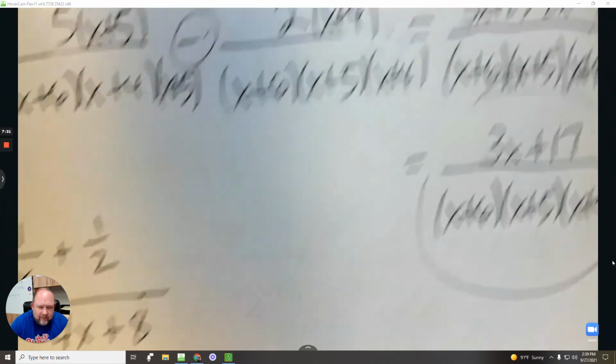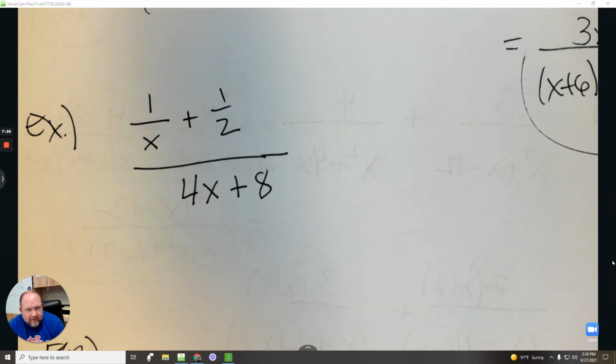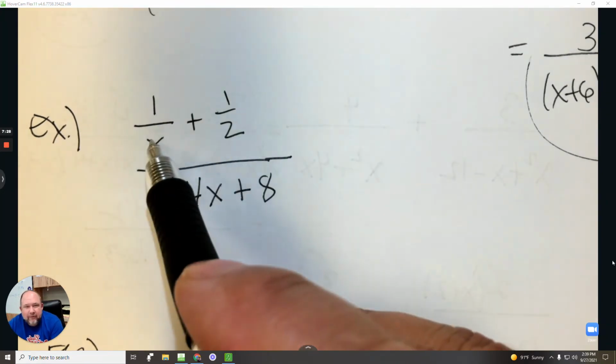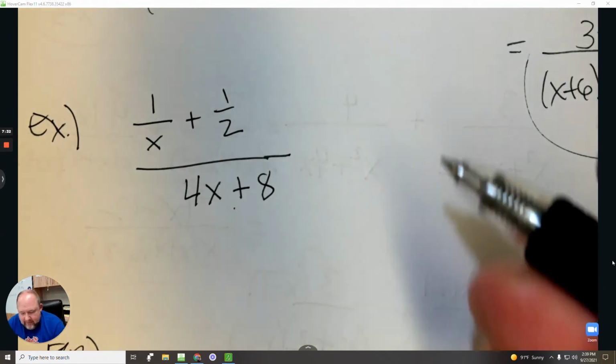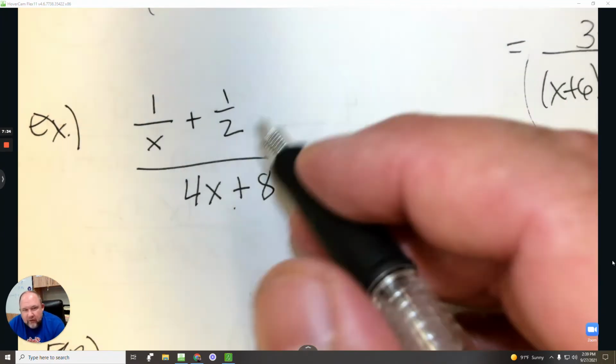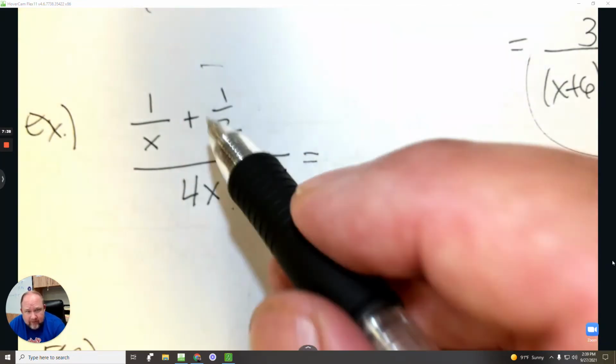All right, here are our last examples. Sometimes these are called complex fractions, when you have fractions within fractions within fractions. So what happens when you have fractions within a fraction? And how would I handle that situation? So step 1 is look at only the numerator or only the denominator and write it as one fraction.